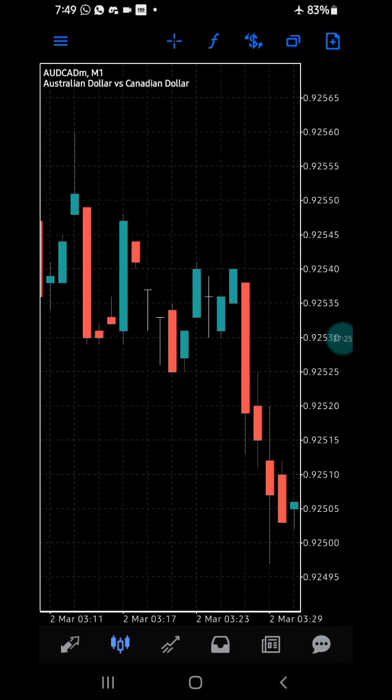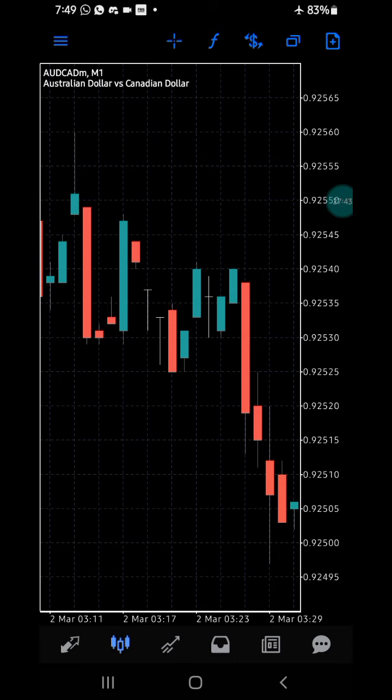Now you can see that there are two types of colors on this chart, the green and the red. The green shows that at that particular time the market was buying, it was bullish. The red shows that at that particular time the market was bearish, or it was selling.